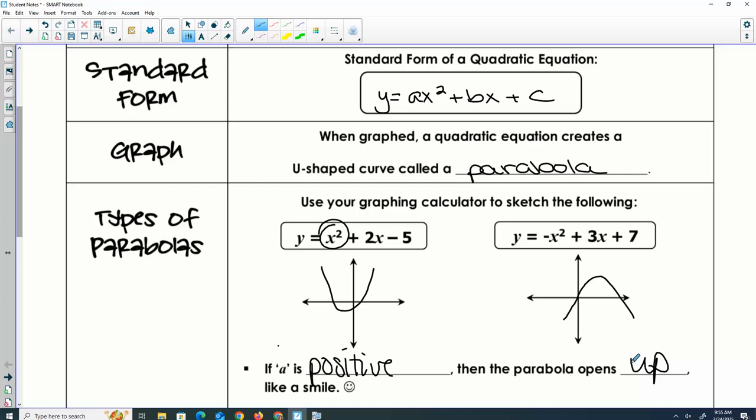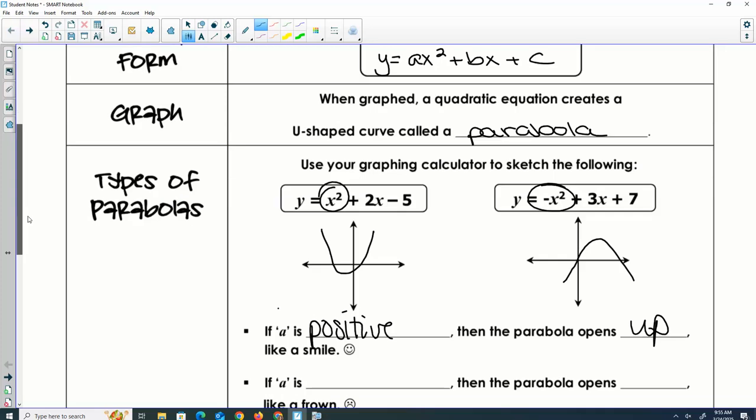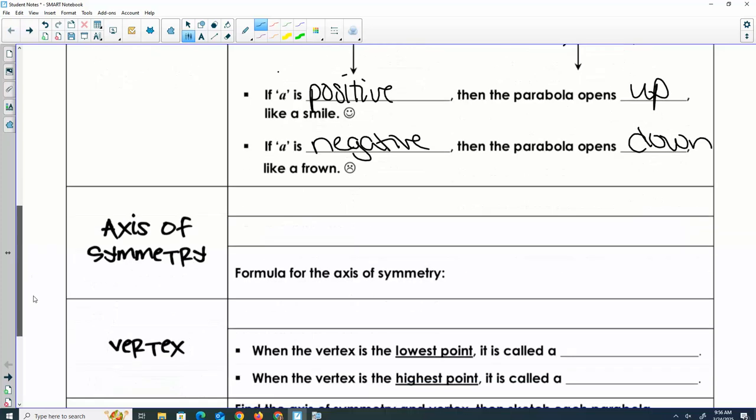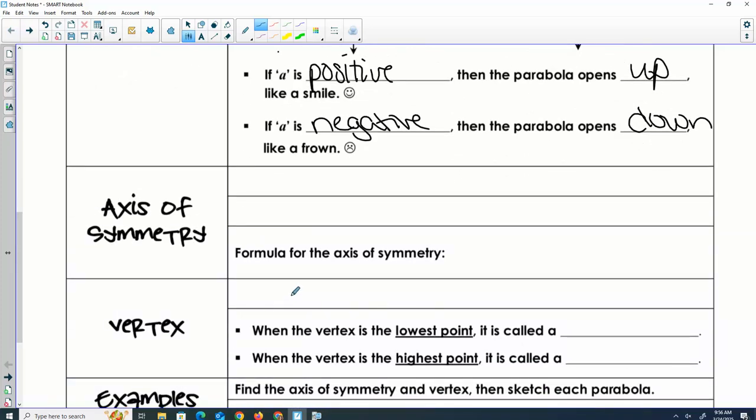Alright, so then we can see if you have a negative in front of your x squared, the graph is going to open down. Down like a frown. Okay, so negatives are down, positives are up. With these graphs, make sure you're getting all of this down because some of your homework is fill in the blank from here.